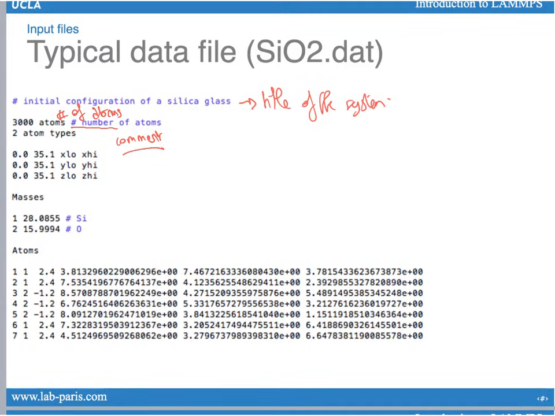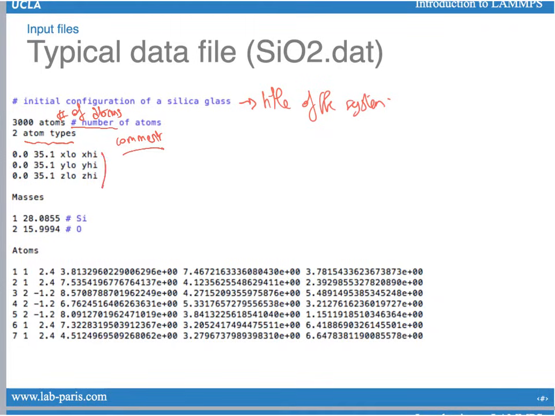You are free to add comments to remember what each keyword is for, and those are going to be ignored by LAMMPS. The next line is to specify the number of atom types. In this case, you have two types of atoms. Type 1 will be silicon, type 2 will be oxygen. So you need to provide to LAMMPS the information about how many elements your simulation will contain.